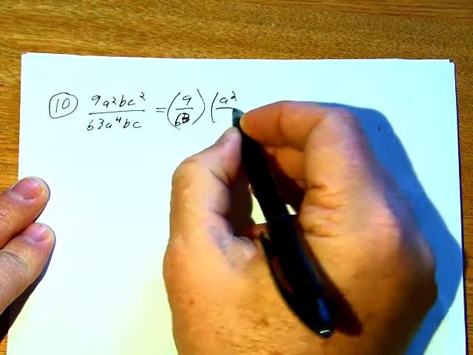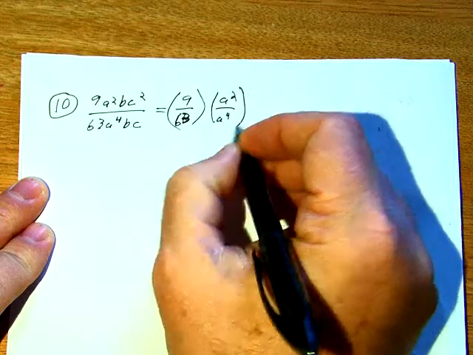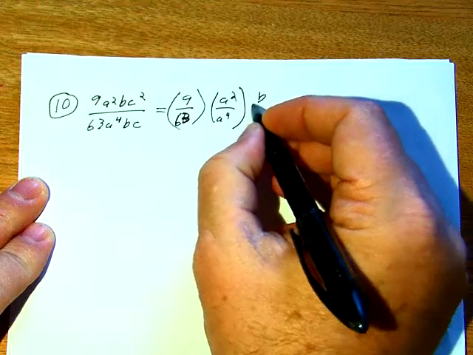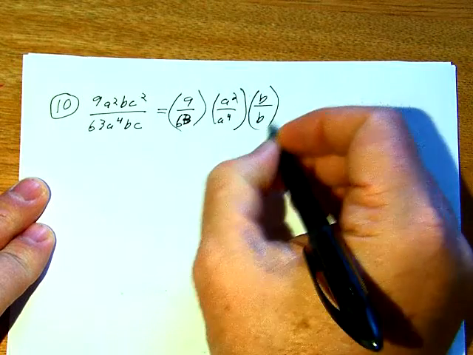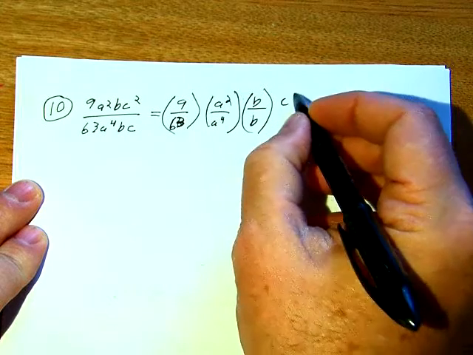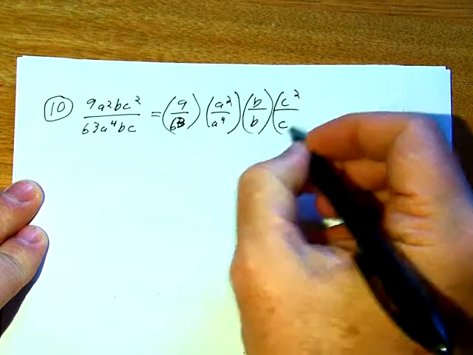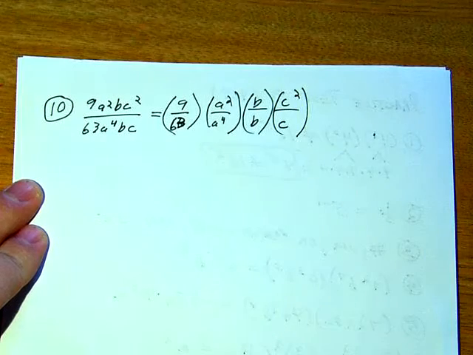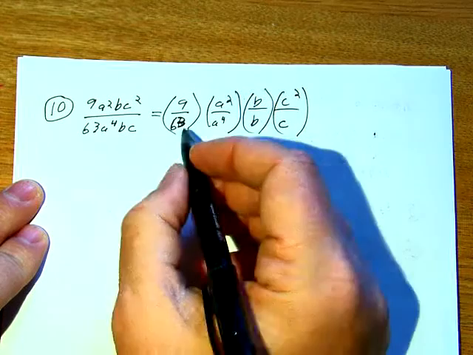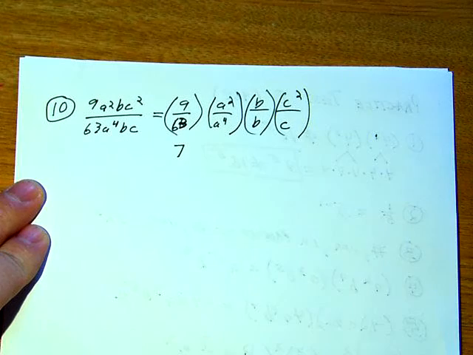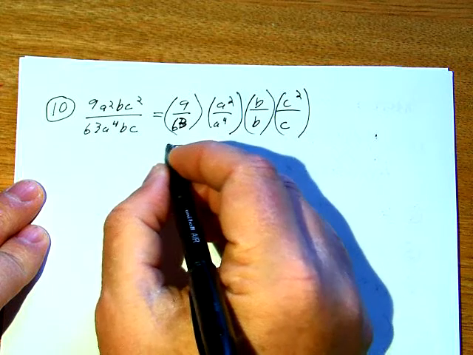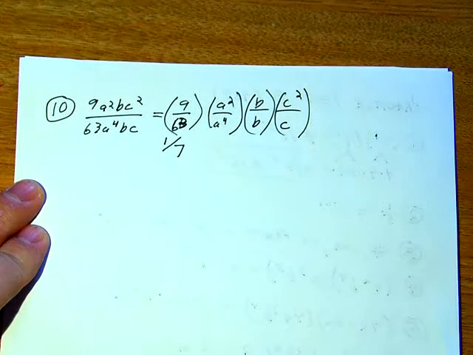A squared over a to the 4th. Then the b's go together. B over b. And the c's go together. C squared over c. Alright, 9 over 63 is actually just, excuse me, 1/7.